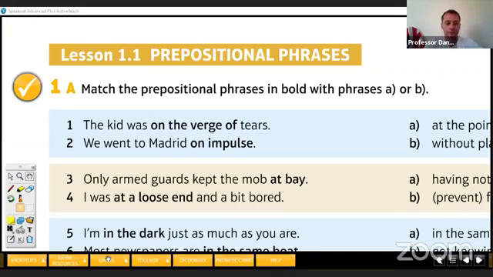First of all, what is the meaning of a prepositional phrase? A prepositional phrase is a group of words consisting of a preposition, its object, and any words that modify the object. Most of the time, a prepositional phrase modifies a verb or a noun. So these two kinds of prepositional phrases are called adverbial phrases and adjectival phrases.